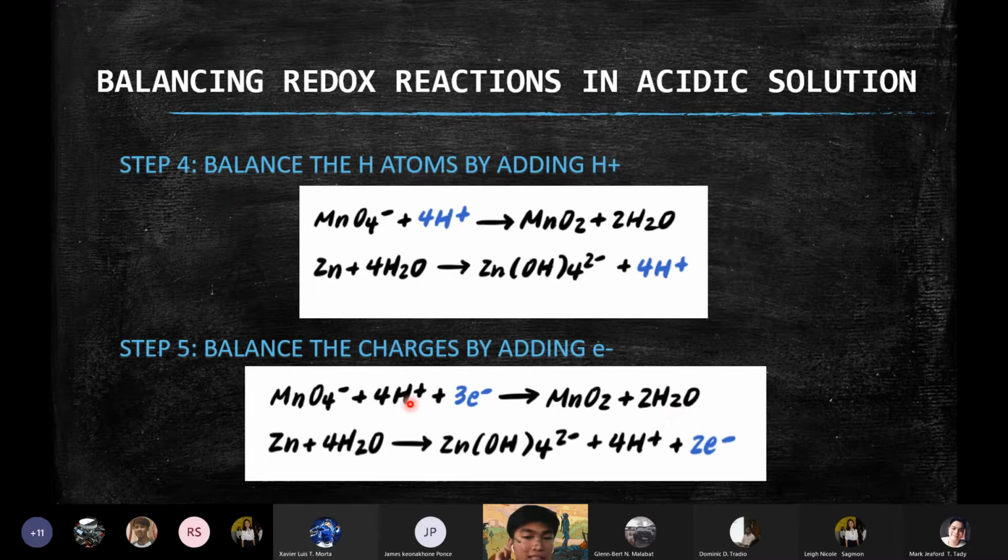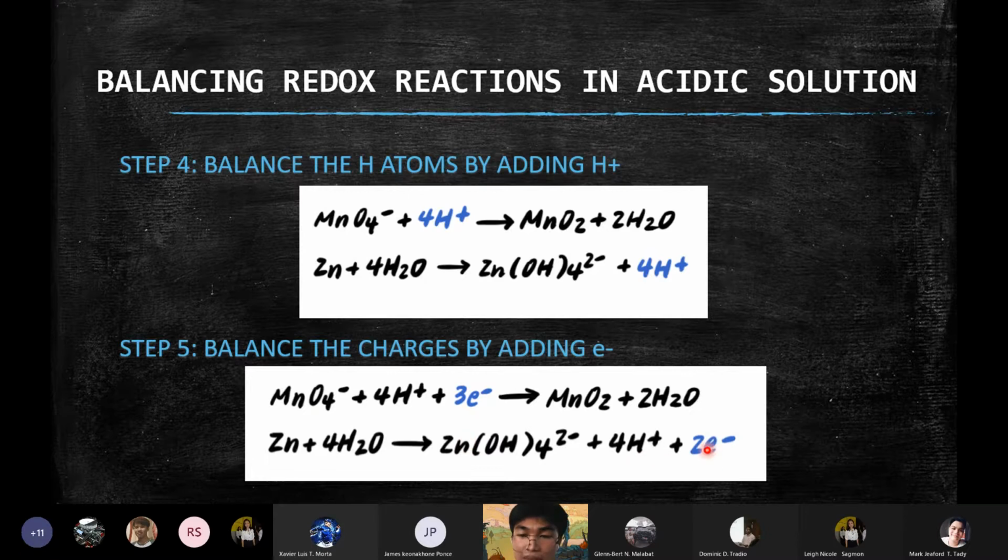So in order to balance that, we need to add 3 electrons in here because negative 1 plus 4 charge here is equal to positive 3. So in order to balance that, we need to add 3 electrons. So that is positive 3 plus negative 3 is equal to 0.